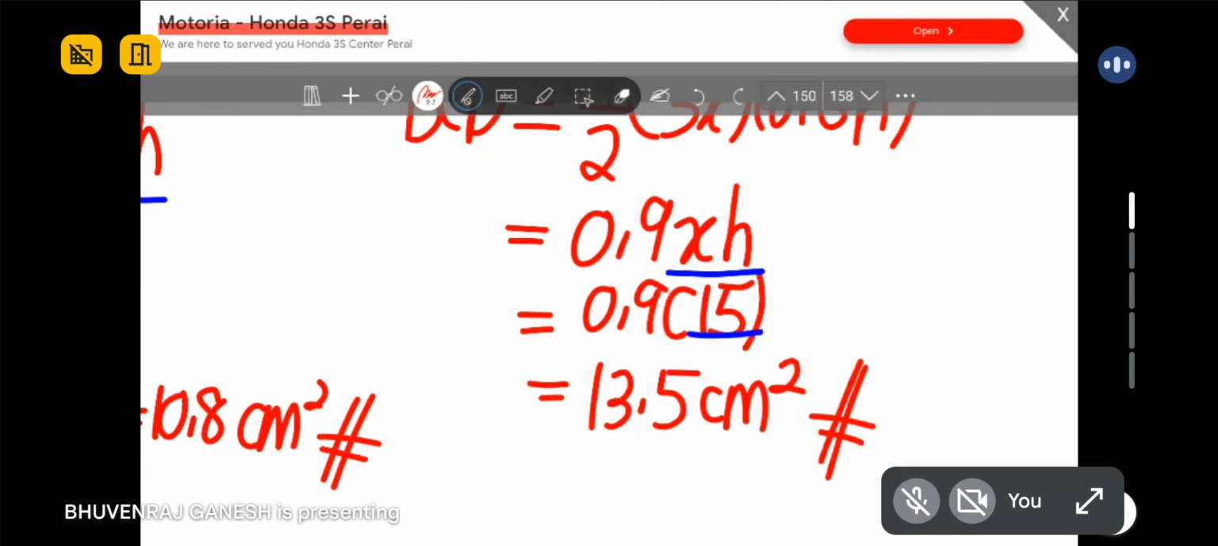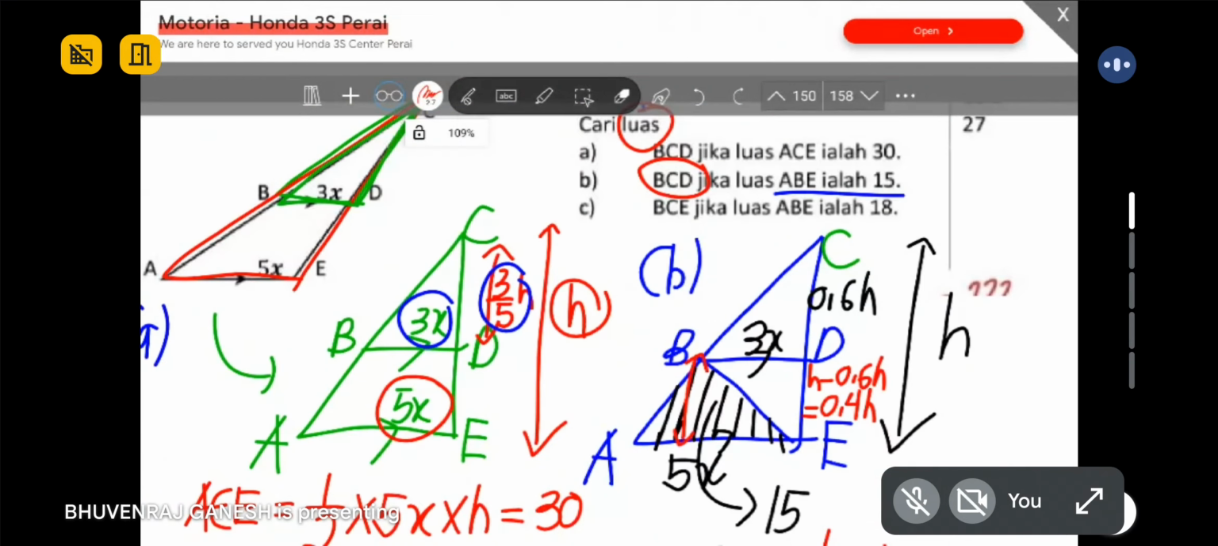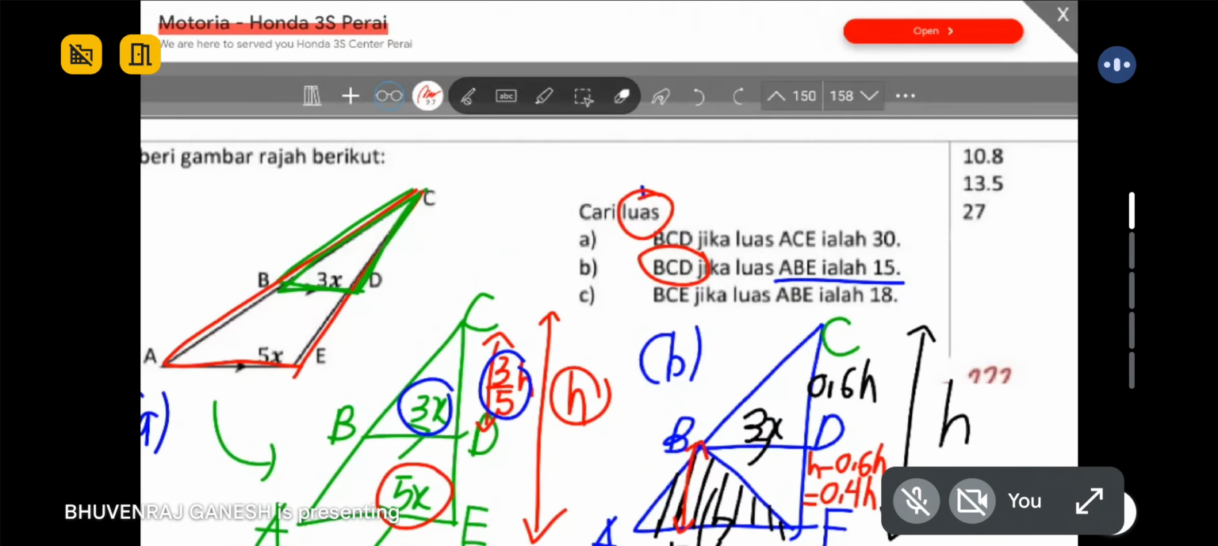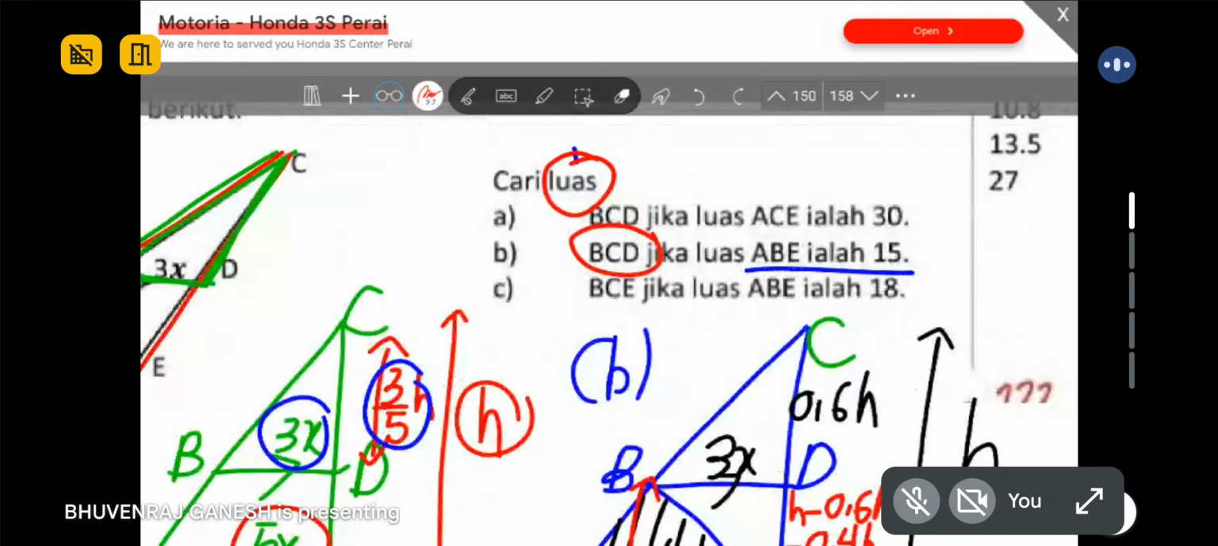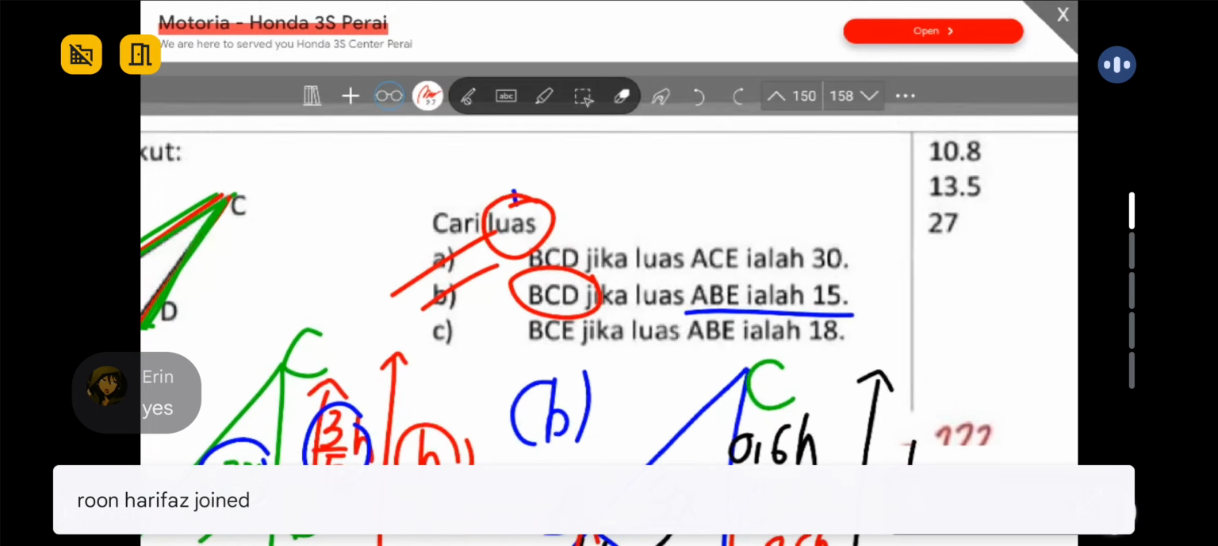Understand? Semua orang dapat how I solve question B? My method, all clear? Any problem so far for A and B? Jelas, no problem? Okay, next one.